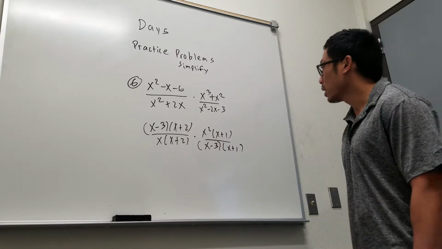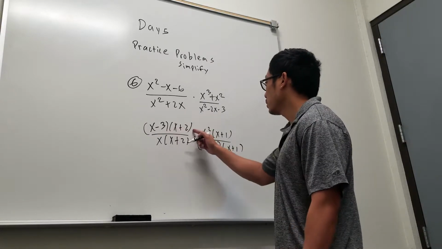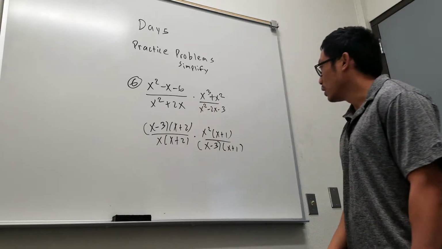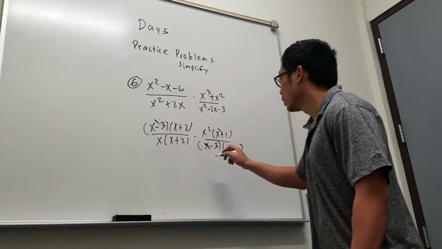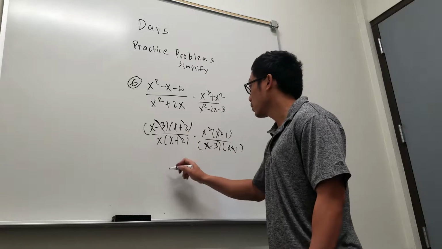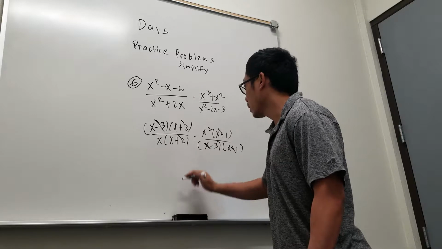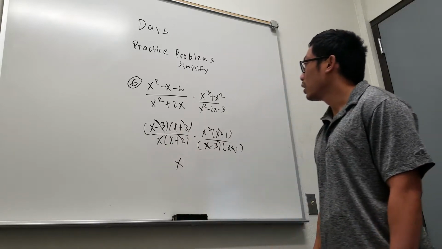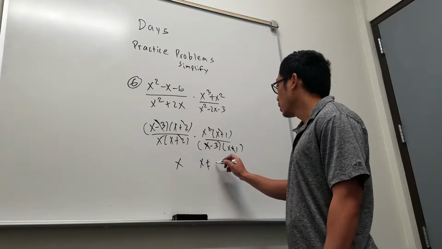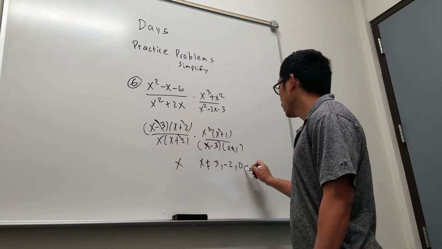Now what? Just cancel whatever can cancel. This one and this one will cancel. This one and this one will cancel. That one will cancel. Let's do this quick. But the x squared and the x cancel. So you have 1 over x left. No, that's not correct. There are so many x's. This will cancel, so just x left. But be careful. We want to restrict that x cannot equal what? 3 and negative 2, 0 and negative 1.